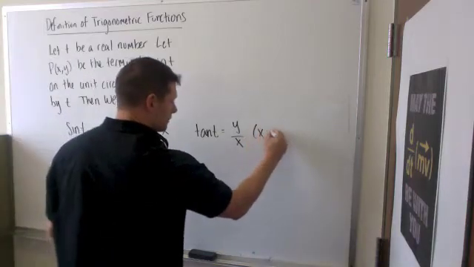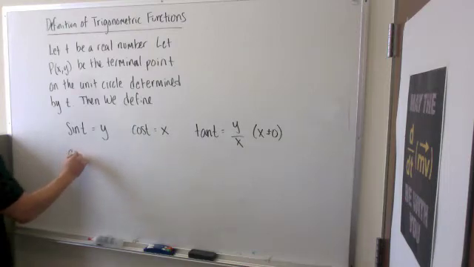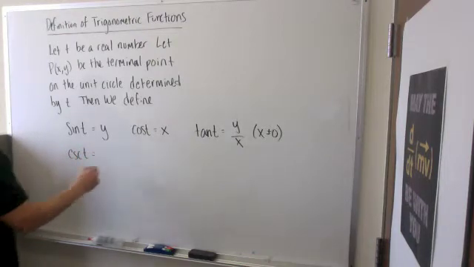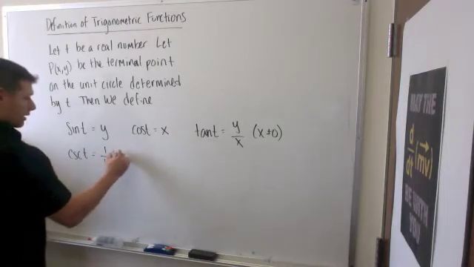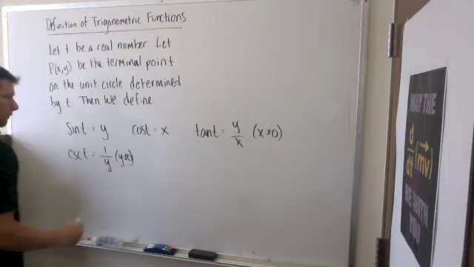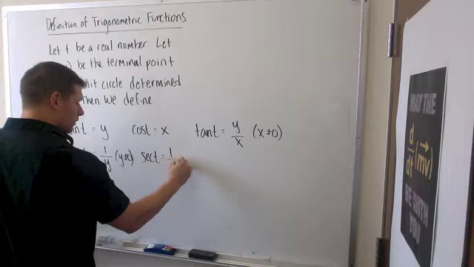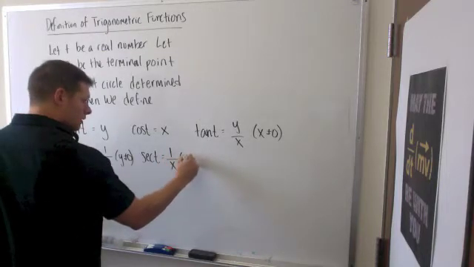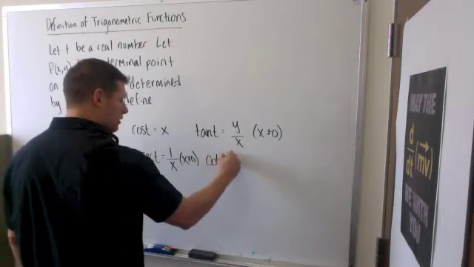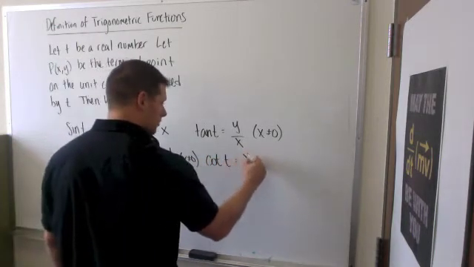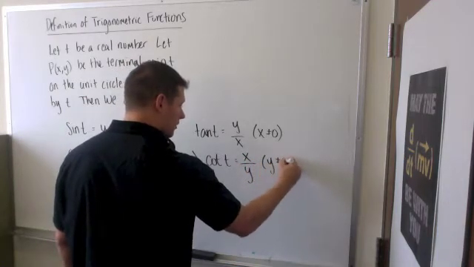x cannot equal 0. Cosecant t, which is going to equal 1 over y. y cannot equal 0. Secant t, which is 1 over x. x cannot equal 0. And then finally cotangent t, which equals x over y. And here, y cannot equal 0.